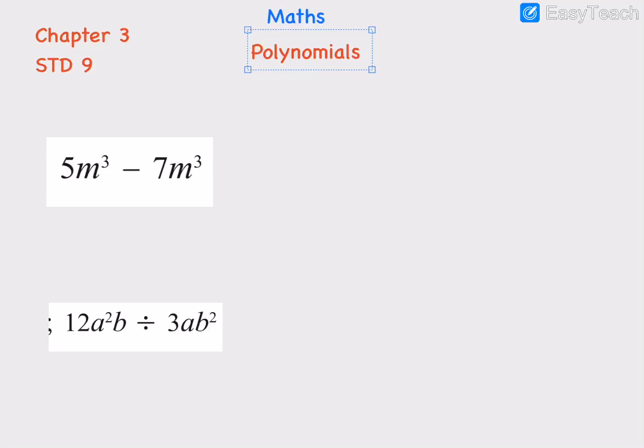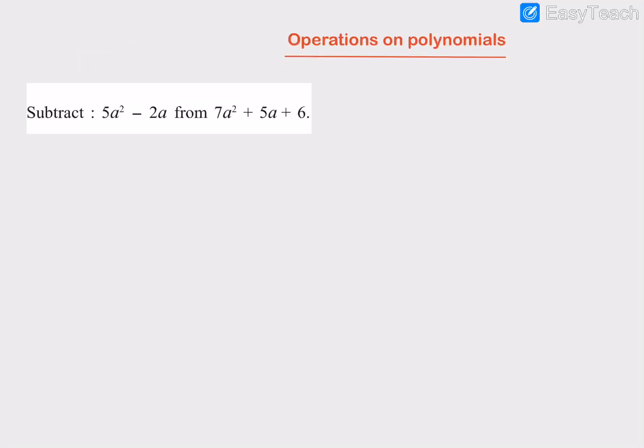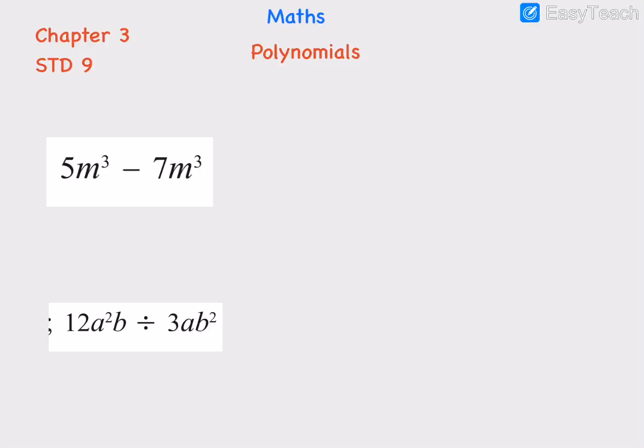Today, in the subject Maths, we are going to discuss 9th standard chapter 3 of Algebra. Chapter name is Polynomials. So in this chapter Polynomials, we are going to discuss the operations on polynomials. That is section 3.2 of the chapter. In this section we are going to discuss the methods of addition, subtraction, multiplication and division of polynomials.